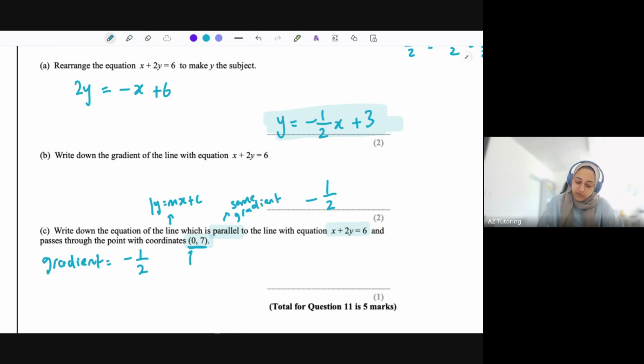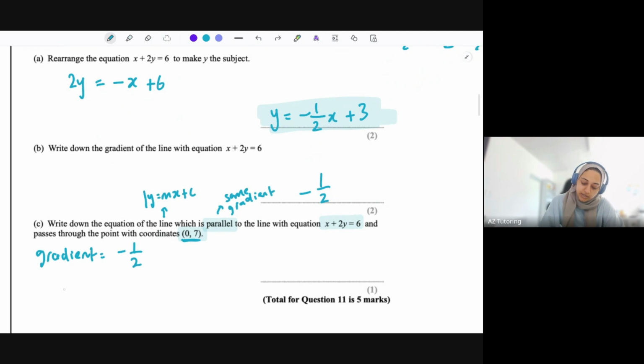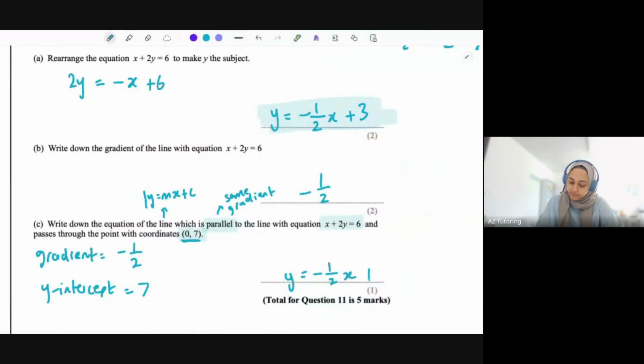So that only works if your x is 0. So I can just say my y-intercept, i.e. my c value, is 7. So our equation is just y equals minus a half x, so the gradient, x plus 7. And that's our answer.